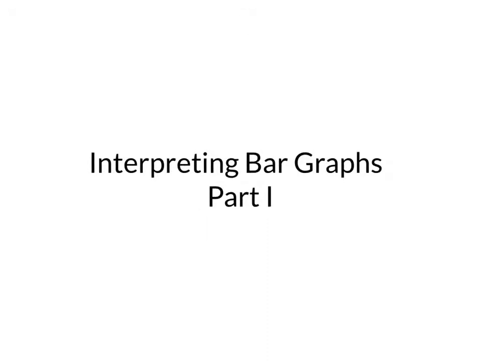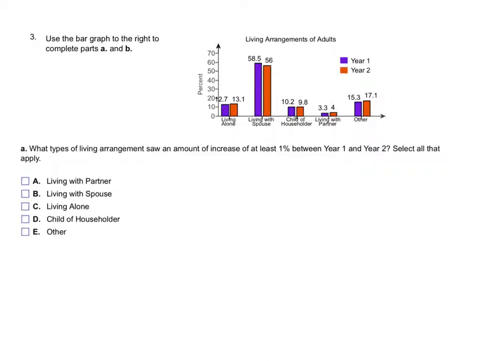Interpreting bar graphs, Part 1. Use the bar graph to the right to complete parts A and B. Part A. What types of living arrangement saw an amount of increase of at least 1% between year 1 and year 2? Select all that apply.